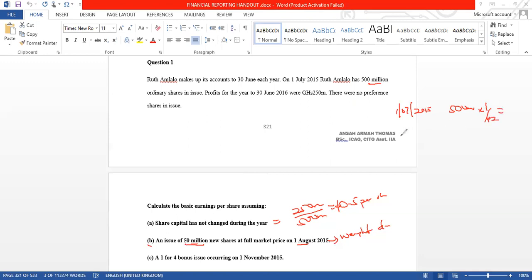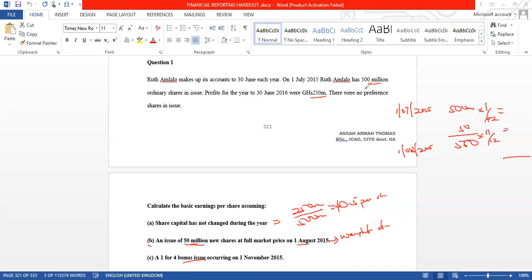And the new issue that came in was how much? 50 million. So it means that you have 550 as at when from August 2015. And that one is obviously what, 11 months. All right, so you weight it, you use it to get your weighted average. Your profit didn't change. So you go ahead and do it. Okay, and if there is bonus issue, you don't need to weight any date.